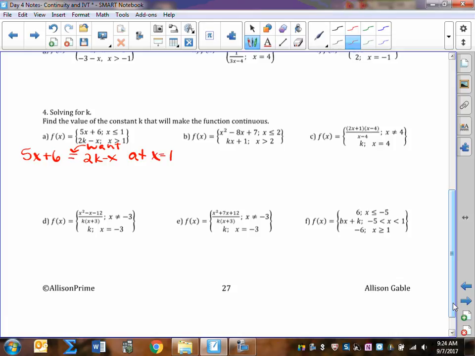Again, I don't know what k is, that's what I'm solving for. So what am I going to do with this x equals 1? Substitute it. So I would have 5 times 1 plus 6, equals 2k minus 1. So we get 11 equals 2k minus 1. What do we end up getting for my k value? 6. Okay. So k equal to 6 is the value that will make that piecewise function continuous. Alright. Questions with that?